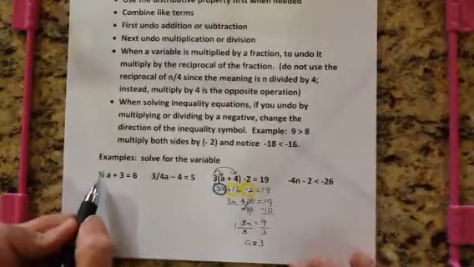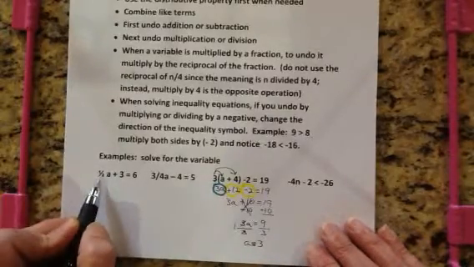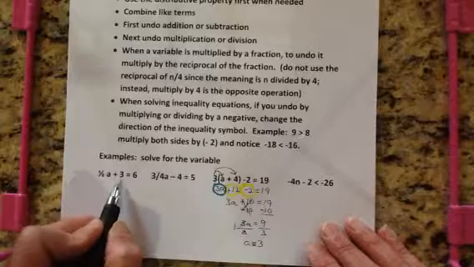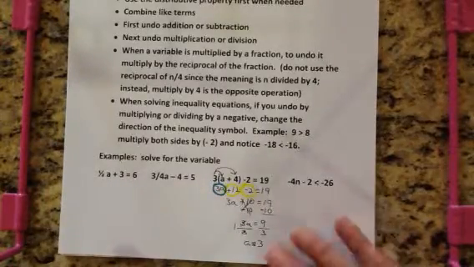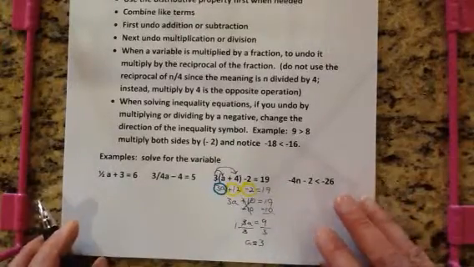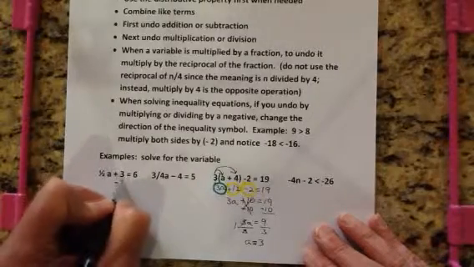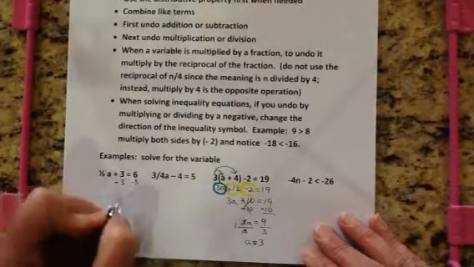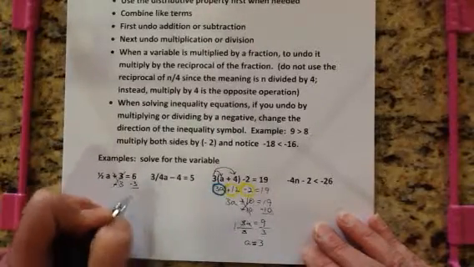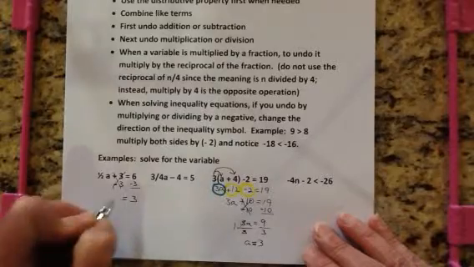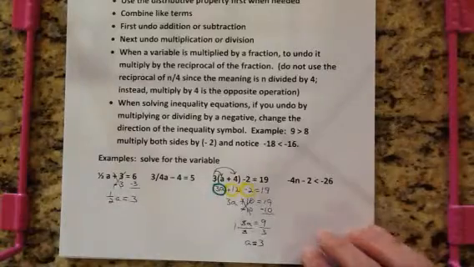How about let's look at this one. We have here 1/2 times a plus 3 equals 6. Okay, so what I'm going to do is first undo the plus 3. I will subtract 3 here, subtract 3 here. Those two cancel each other out. 6 take away 3 is 3. So I have 1/2 a equals 3.